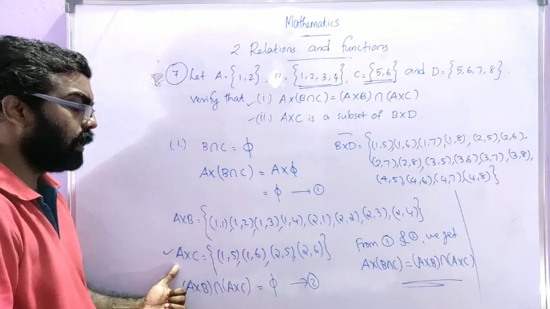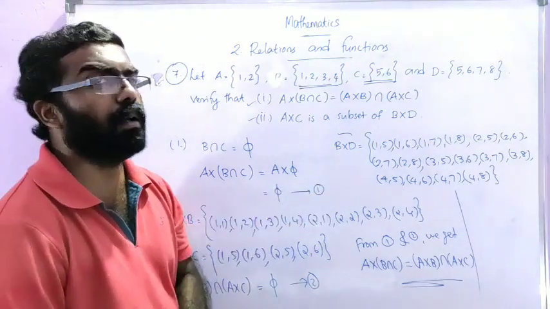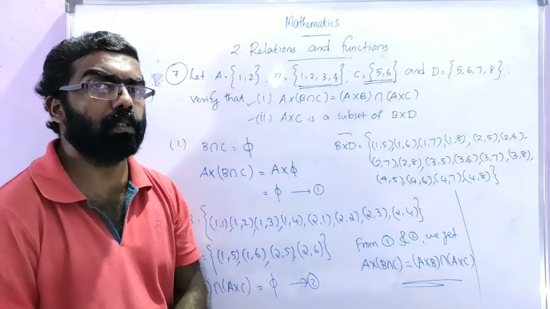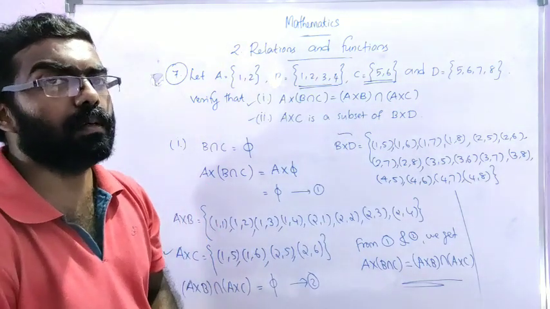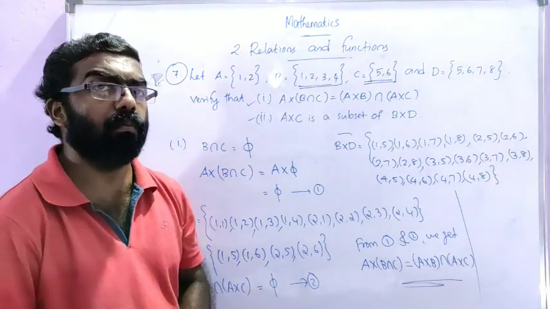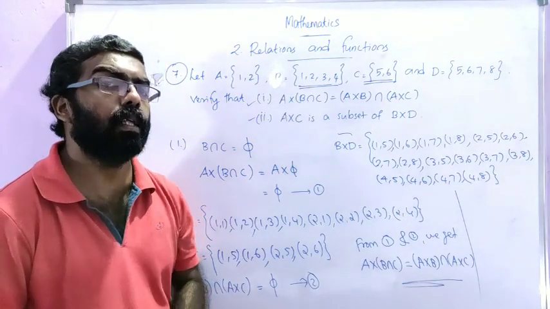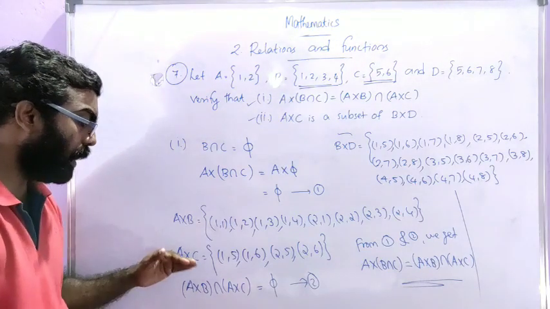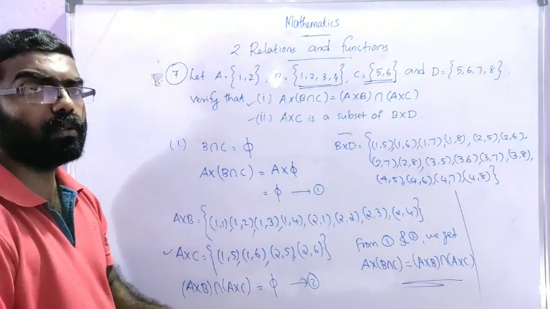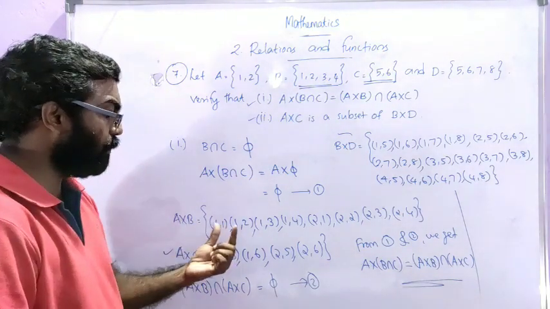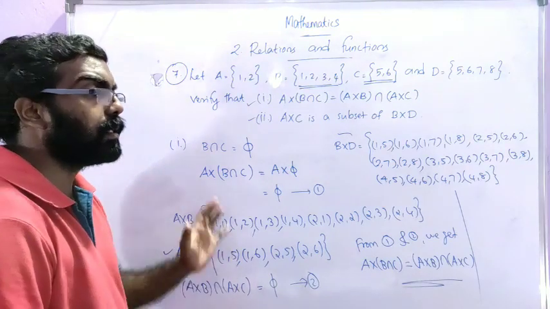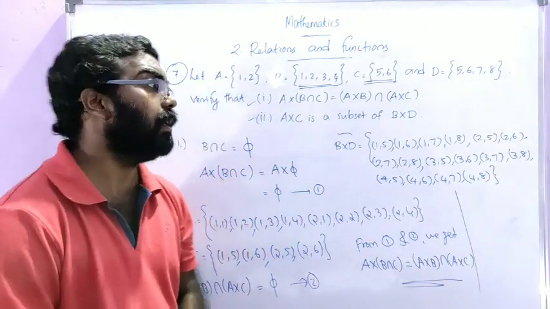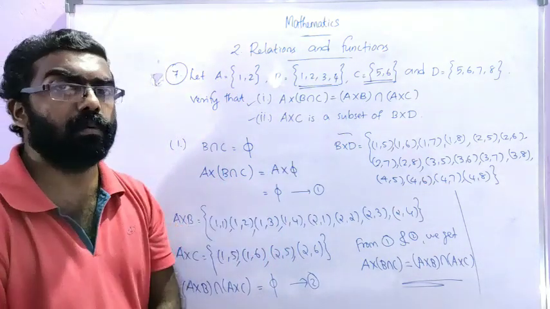Okay. A cross C is here and B cross D is here. And we have to check whether A cross C is a subset of B cross D. By subset we mean what? If every element of A is an element of B, then we can say A is a subset of B. Here, A cross C and B cross D. So if every element of A cross C is contained in B cross D, then we can say A cross C is a subset of B cross D.